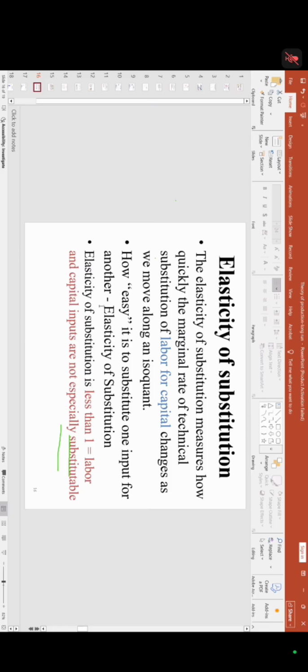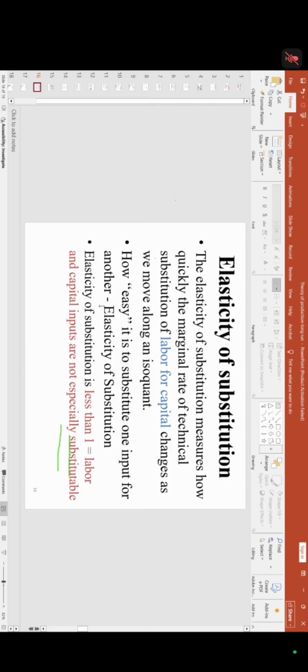Clear? Let me give an example. In production you are using robotics and also humans. If your elasticity of substitution is low, for example, if you reduce your robotics usage in the production with an increase in your labor, you cannot reach the optimal level of work that is conducted by robotics compared to your labor.